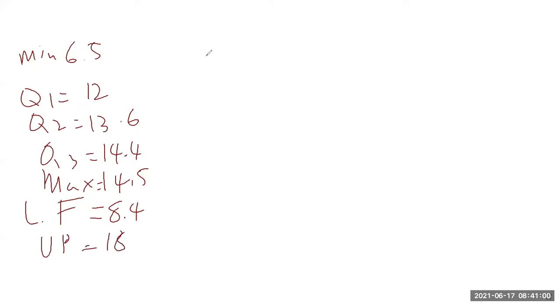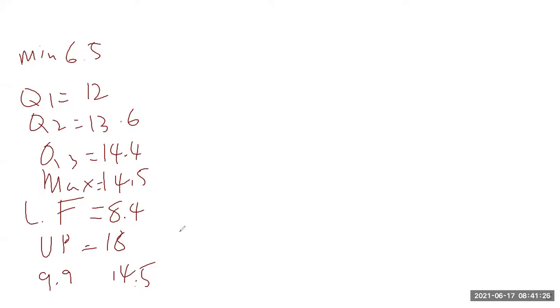And when we were looking for those values, when we're looking for the smallest data value that is larger than the lower fence, we got 9.9. And when we're looking for the largest data value that is smaller than the upper fence, we got 14.5. This is all the information that we need in order to draw our box plot.